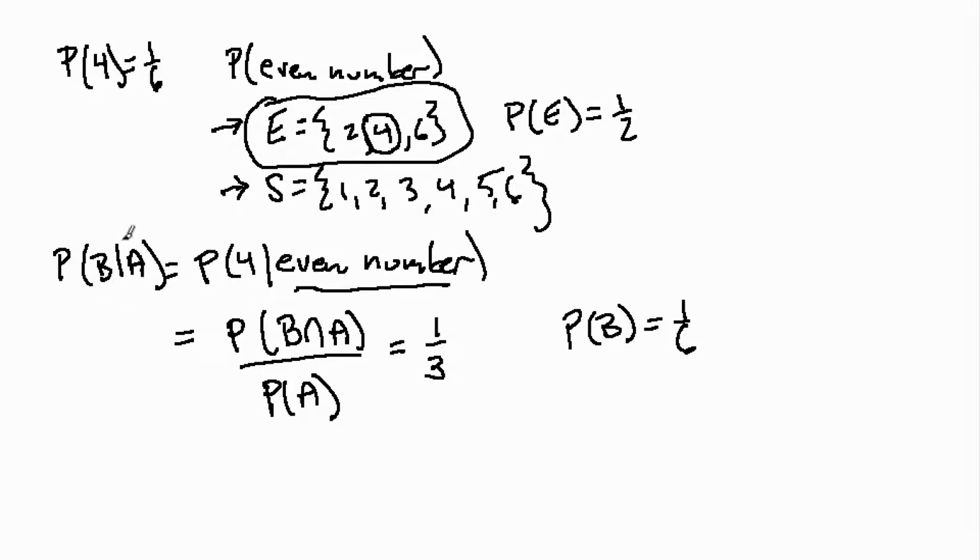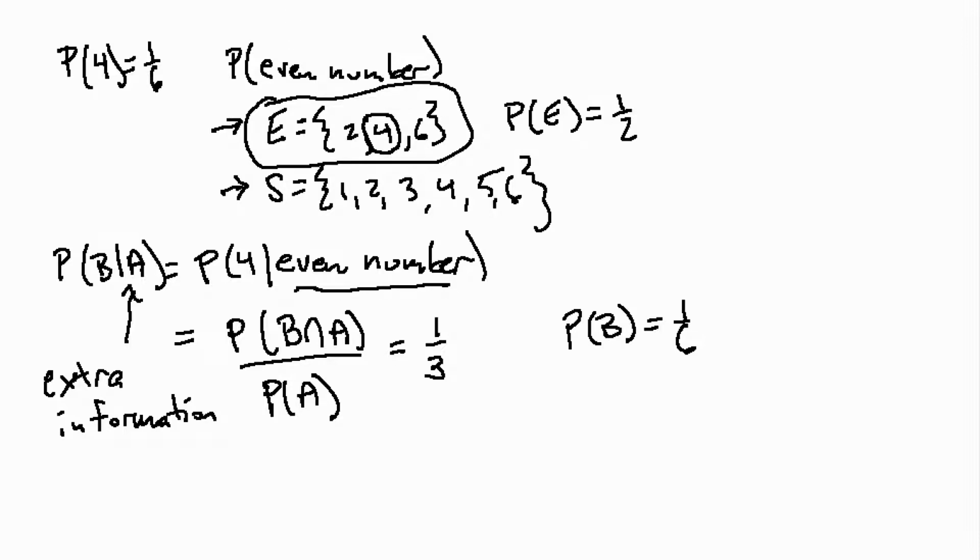Conditional probability means I'm given some extra information. The extra information is right over there. And what normally happens is that when I am provided this extra information, it says to me that I've reduced the size of my sample space. In this case, the sample space went from 6 possibilities down to 3 possibilities.